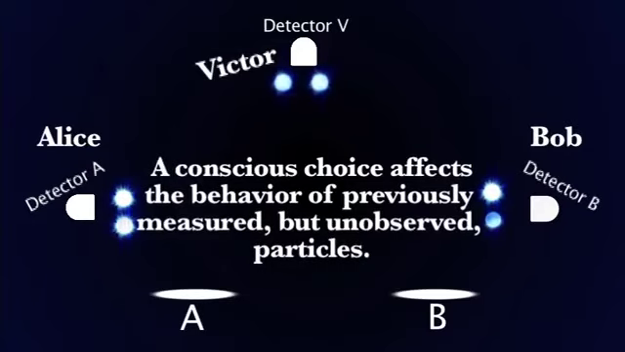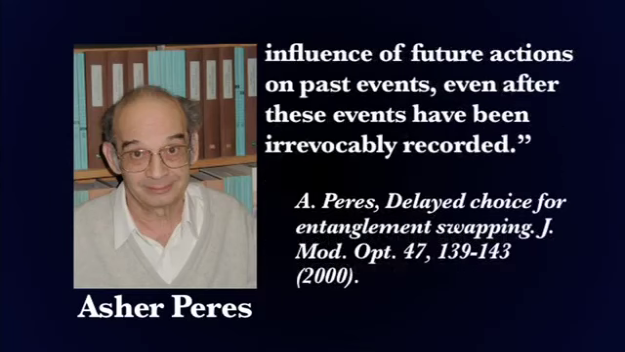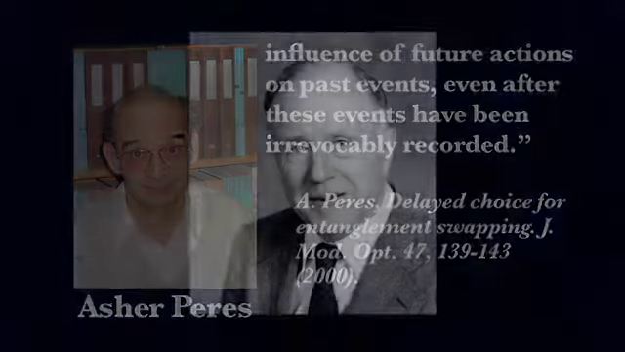Asher Peres, who developed the original thought experiment, says, "If we attempt to attribute an objective meaning to the quantum state of a single system, curious paradoxes appear. Quantum effects mimic not only instantaneous actions at a distance, but also, as seen here, influence of future actions on past events, even after these events have been irrevocably recorded." John Wheeler's original thought experiment shows the implications of this.